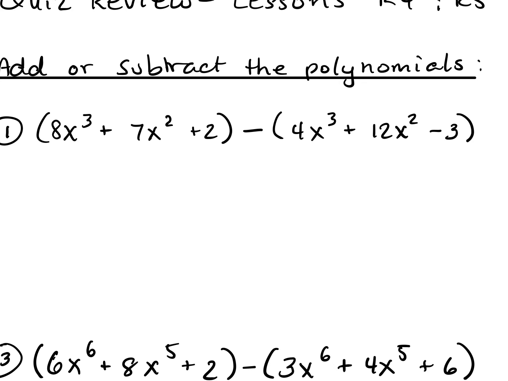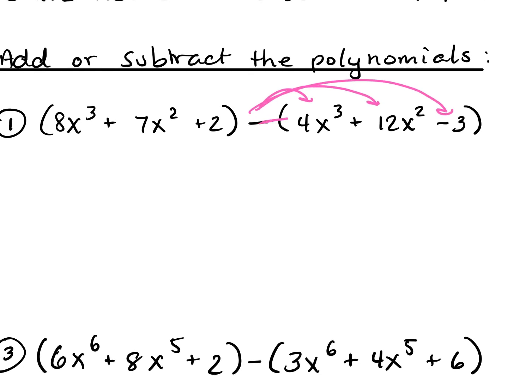What do I have to do first when I subtract, Joey? Distribute. So we distribute that minus in the middle to everything behind it. So it now becomes a minus 4x cubed, a minus 12x squared, and a positive 3. So if it's already a minus, it turns positive. What do I do next?